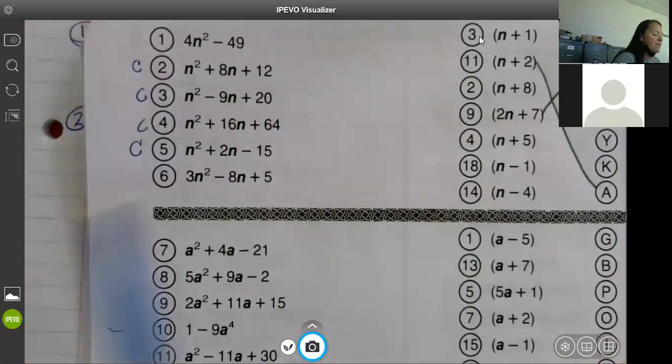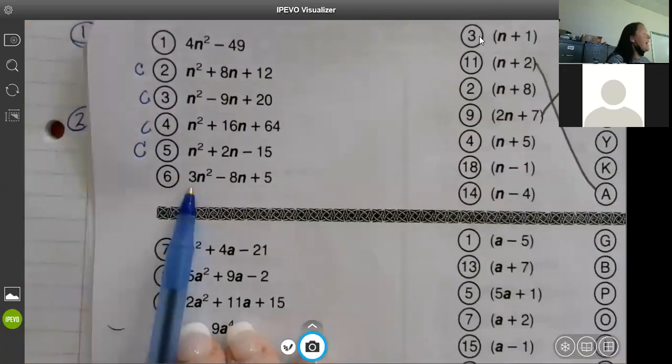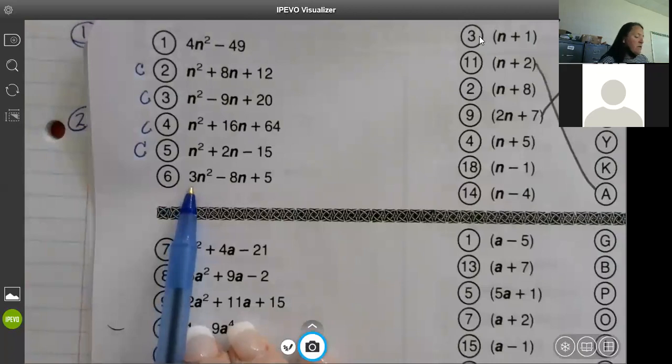How do I know it's cheater method? I'm going to tell you right now, there's no GCF and there's no number in front. So that's how I know it's cheater method. Now the last one has a number in front. So it could have a GCF or it could be that we have to use slide and divide. Okay, so let's look at number 6.